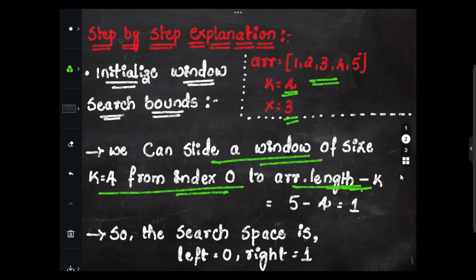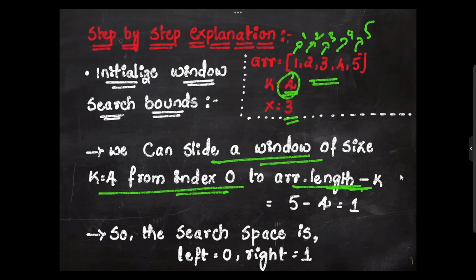Array length is nothing but, here you can clearly see the length I am speaking of. So there are 1 to 5 elements present, right? Array length is 5, and k from the question we have been given is 4. So we can slide a window of size k equals 4 from index 0 to index array.length minus k, which in this case is 5 minus 4, this will be 1, right? So the search space is left equals 0, right equals 1.